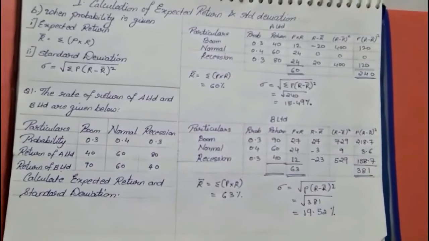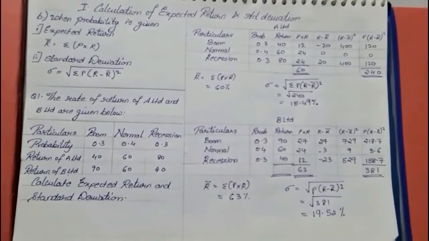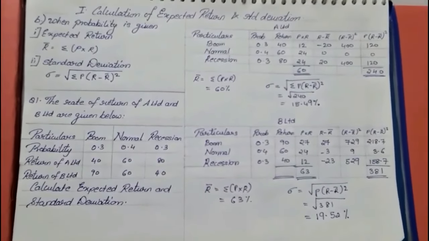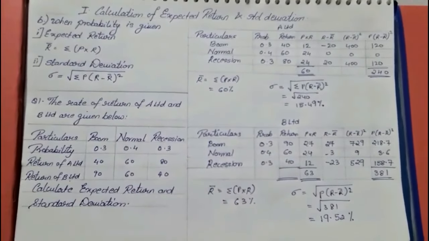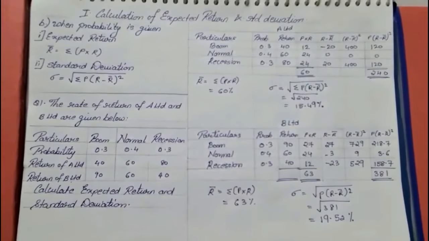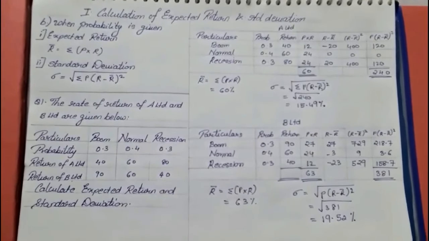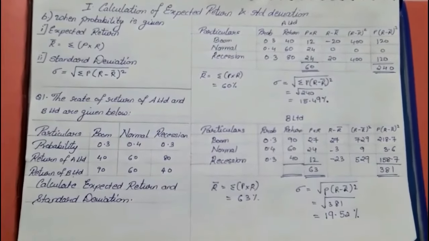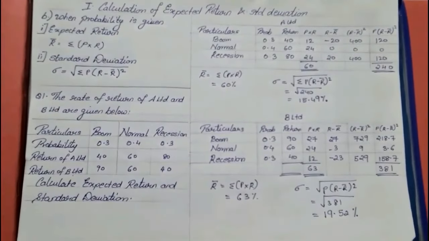So with that we were able to solve sums based on expected return and standard deviation when probability was given. With this we have completed the first topic under risk and return analysis, based on expected return and standard deviation under 2 methods: one when probability is not given, the other when probability is given. Type number 3 is sums based on beta. So let us see now how to solve sums based on beta.